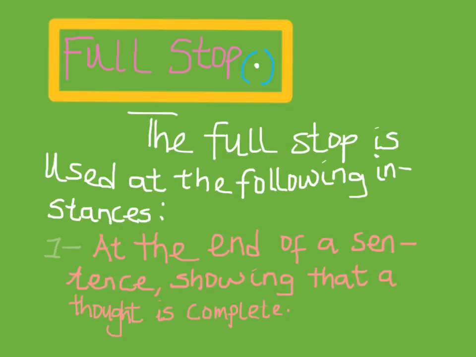So what is the full stop used for? When do we use full stops? The full stop is used in the following instances. At the end of a sentence, showing that a thought is complete. Use a full stop when we have expressed a complete idea. When you want to say something, no matter how long it is, you only bring in a full stop when you finish completing a particular idea, when that thought has ended.